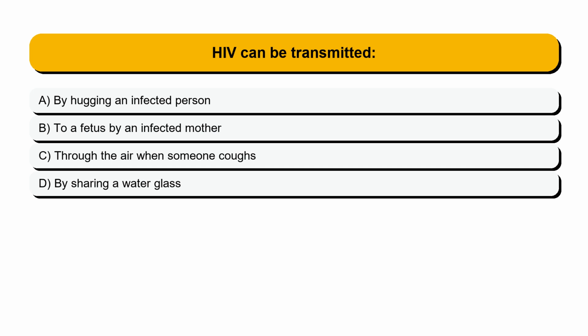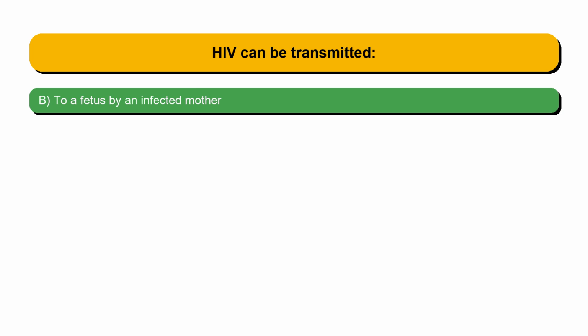Question 99. HIV can be transmitted. Option A. By hugging an infected person. Option B. To a fetus by an infected mother. Option C. Through the air when someone coughs. Option D. By sharing a water glass. The correct answer is option B. To a fetus by an infected mother.